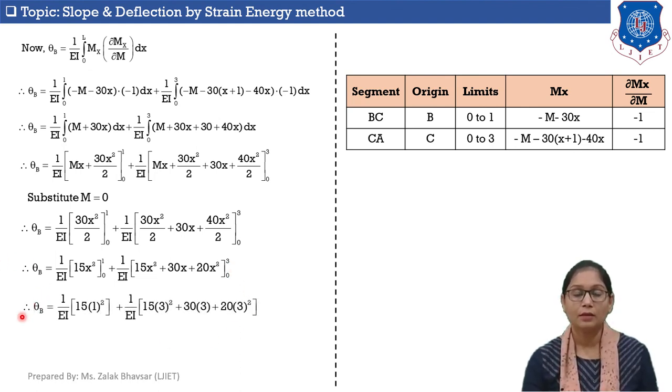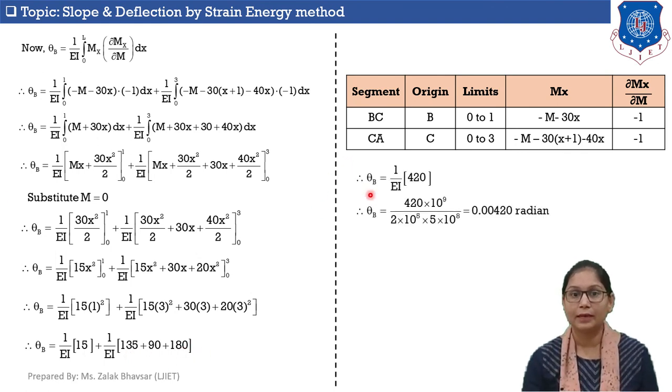Now theta B is equal to 1 upon EI. Here the upper limit is 1, so I am substituting x equal to 1. So it is 15 into 1 square. Plus 1 upon EI, here the upper limit is 3, so I am substituting x equal to 3. So 15 into 3 square plus 30 into 3 plus 20 into 3 cube. Therefore, I am getting theta B is equal to 1 upon EI into 15 plus 1 upon EI into (135 plus 90 plus 180). Therefore, theta B is equal to 1 upon EI into 420.